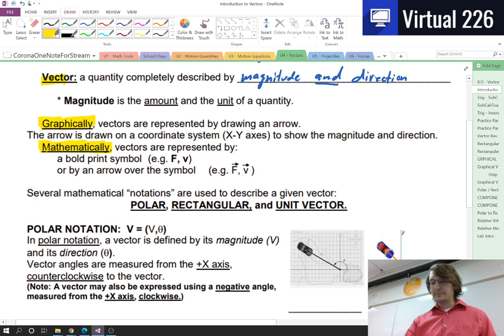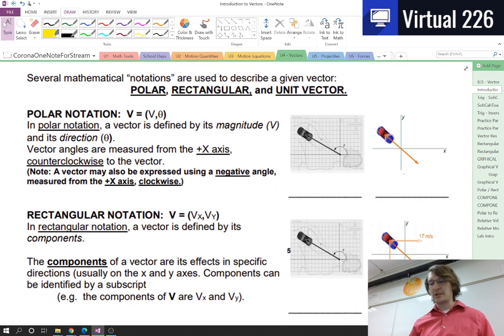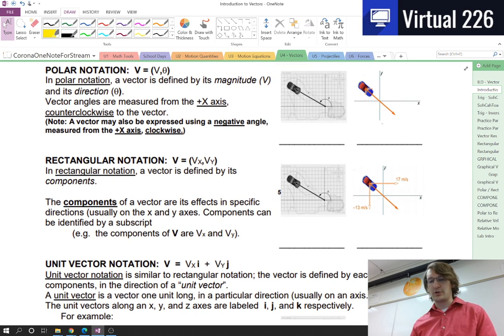Okay. Now there are many ways that we can define vectors, but the three we're going to look at this year are polar notation, rectangular notation, and unit vector notation. And let's actually start with rectangular notation. Let's look at the second one first.